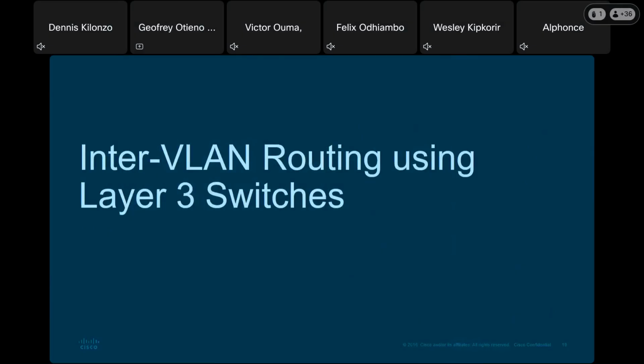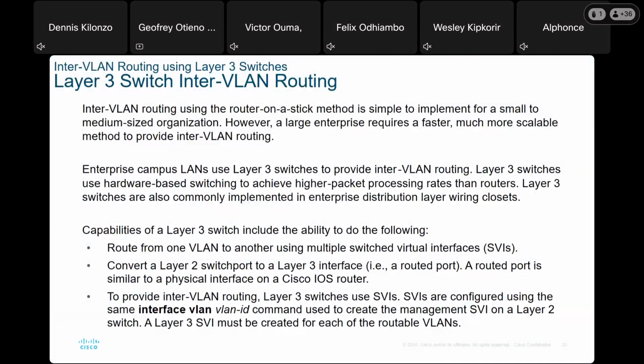Now, inter-VLAN routing using layer 3 switches. So yes, we can also set a layer 3 switch using this, and this one is very straightforward. It's not even complicated, just like the router. Whenever dealing with a layer 3 switch, it has various capabilities. It has the ability to route from one VLAN to another using multilayer switch virtual interfaces if configured. Yes, you can convert a layer 2 switch port to a layer 3 interface using the routed port command.